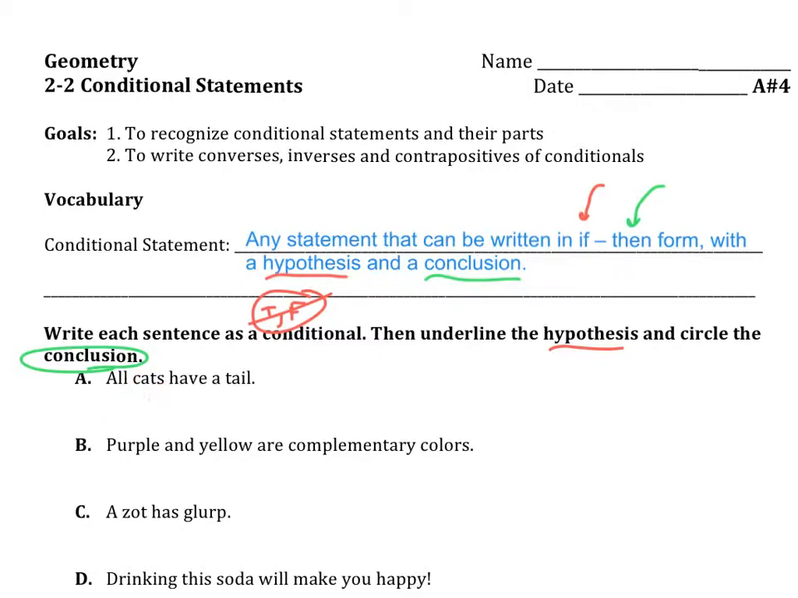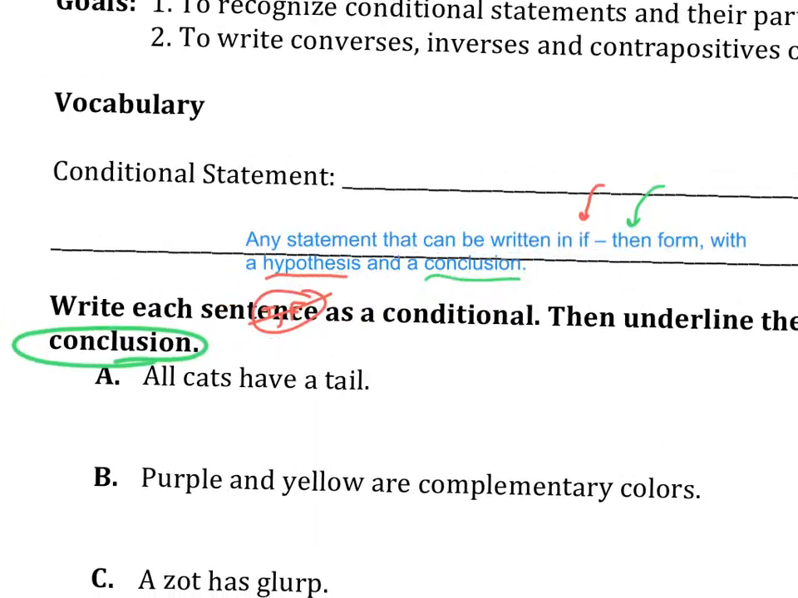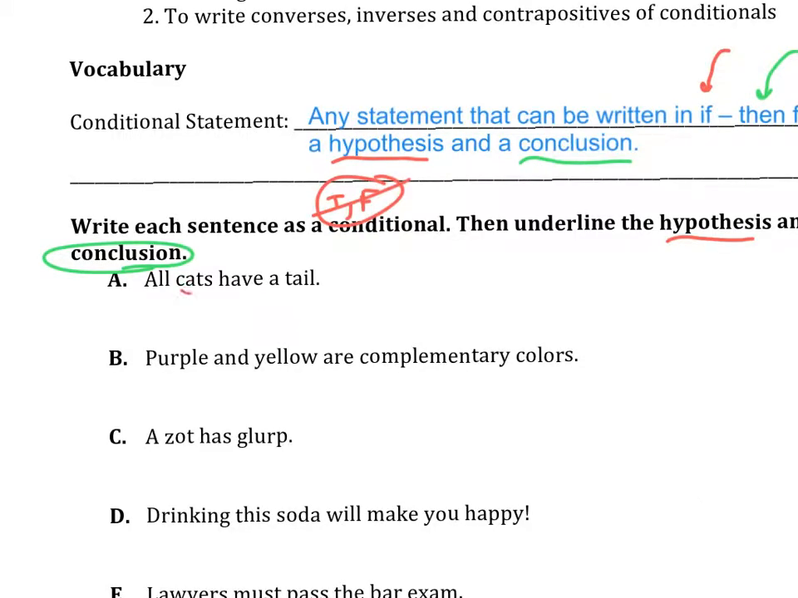All cats have tails. What we effectively are going to do is take the subject, which is cats, and the predicate, which is have a tail, and we want to rewrite those into two different sentences, two different statements. So first off, I have to consider what family cats belong to. What kind of thing is it? So, for example, purple and yellow here are colors. A zot is a thing. A soda is a drink, etc.